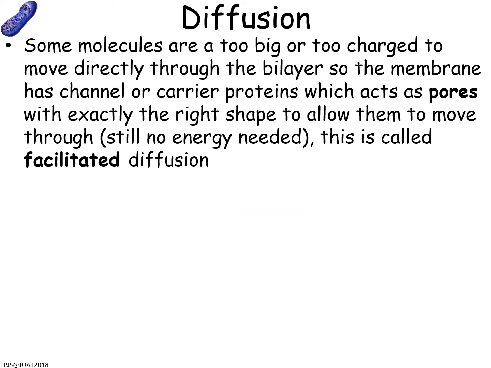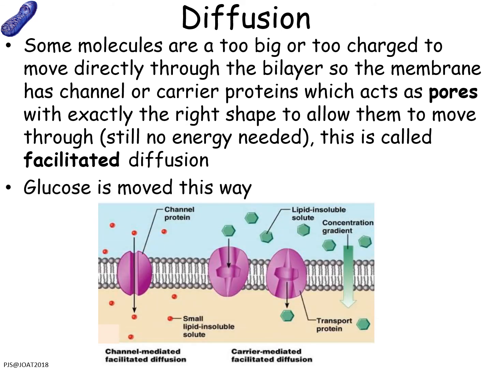So if you want to move them, what you need, still from a high to a low, and you're still not going to use any energy, but you're just going to give them a hole that is exactly the right size and shape so that you can move them straight through. Okay, so this is called facilitated diffusion, and it will either be by a channel, which is just a hole, or a carrier, and the carrier will actually move it.